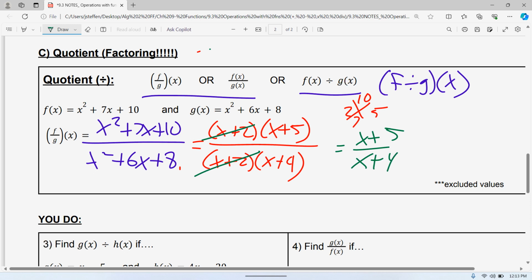Now again, some students get super trigger happy with this, and they say, oh, the same thing on top and bottom, that cancels. And then over here we have an x on top and bottom, so they cancel. No, again, now we have plus, and you cannot do that if you're adding. Only do it if it's multiplication. So that is part of your answer. That is the biggest part of your answer.